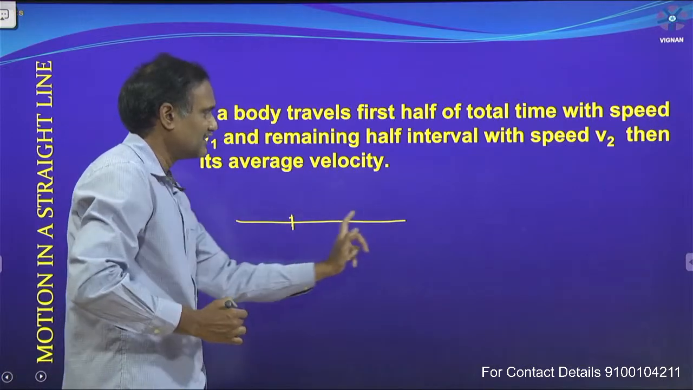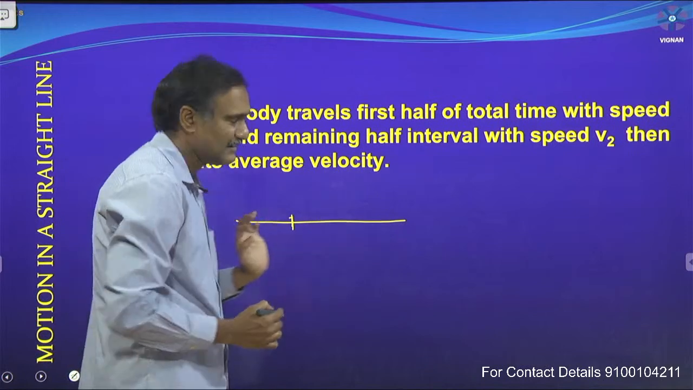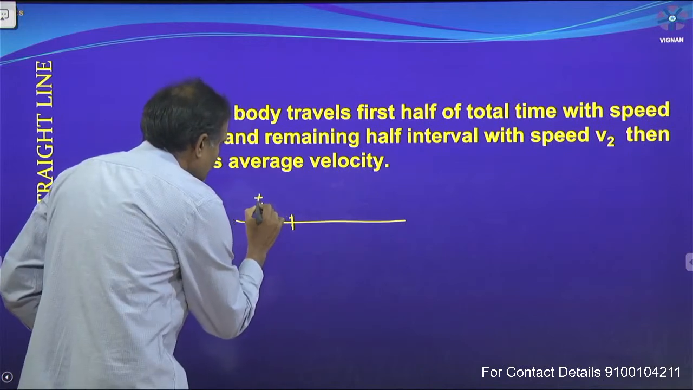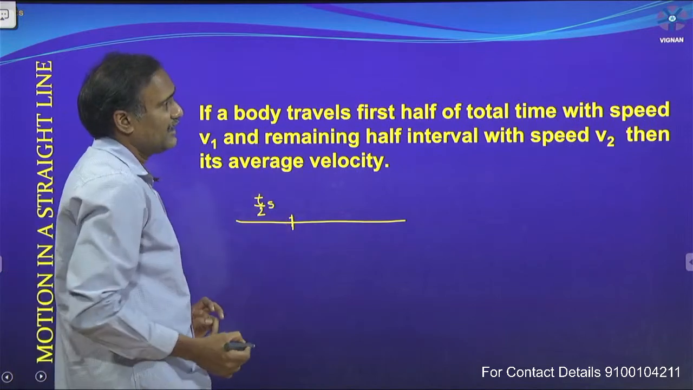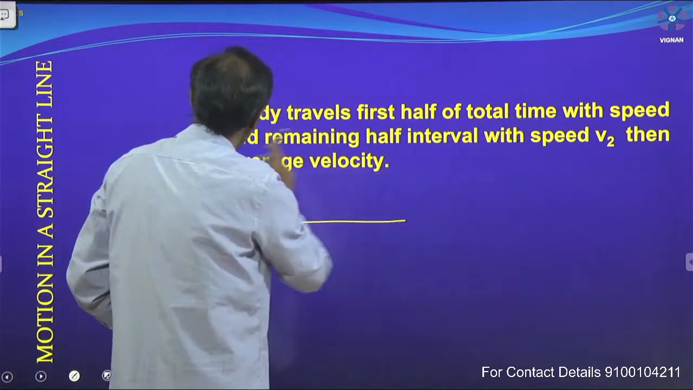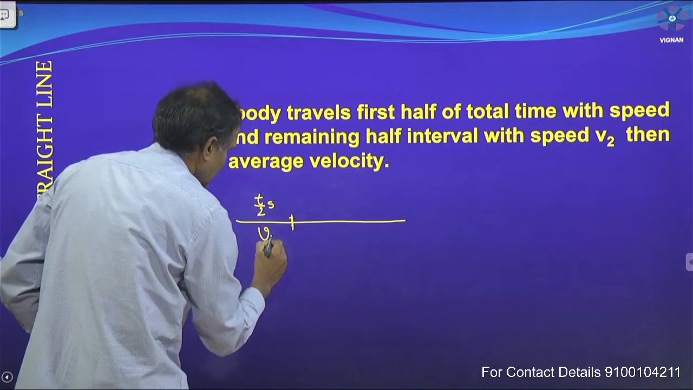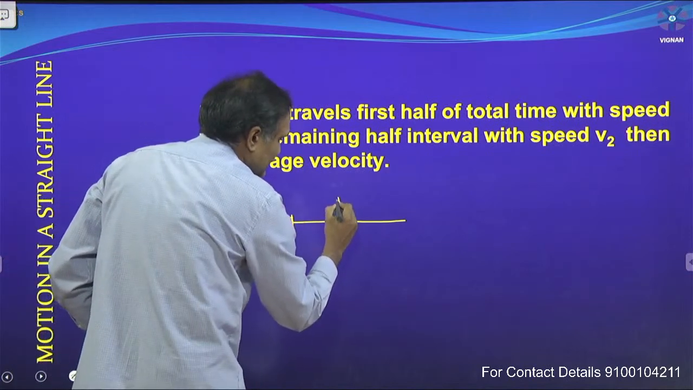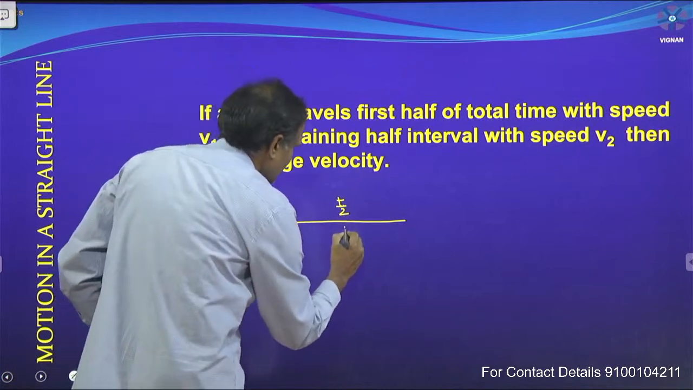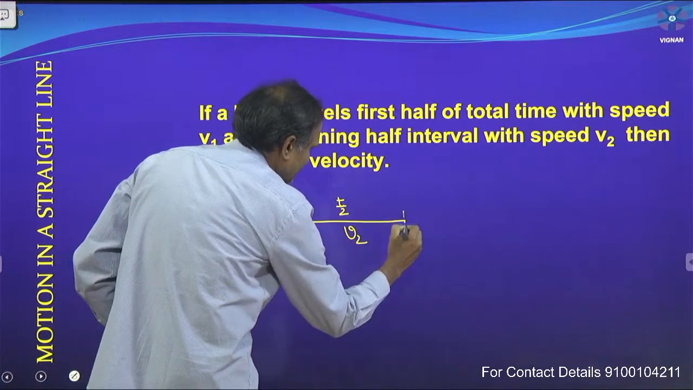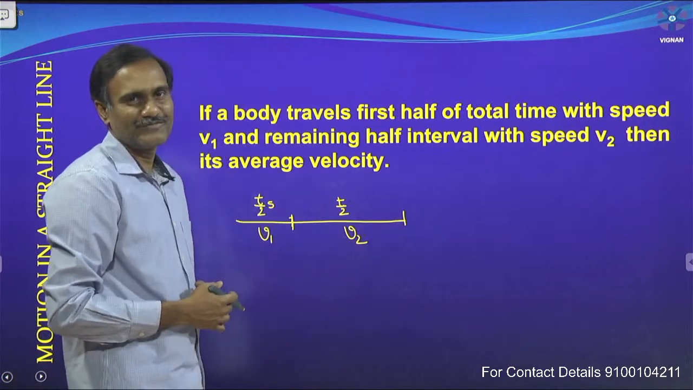Totally I want to consider the time interval is t seconds. During the first half, nothing but in t by 2 seconds, it is moving with the speed v1, and in the next half time interval, its speed is v2.